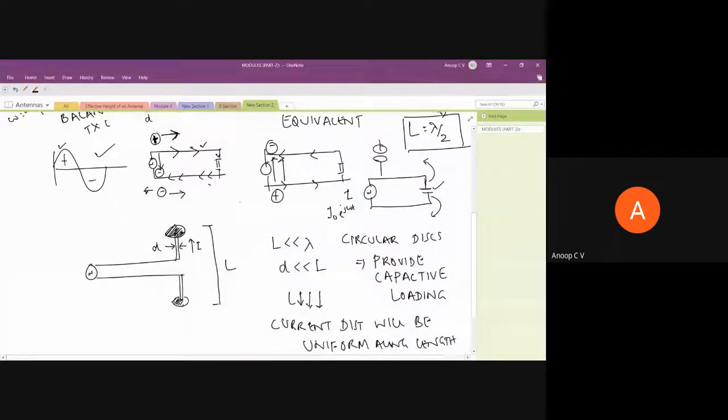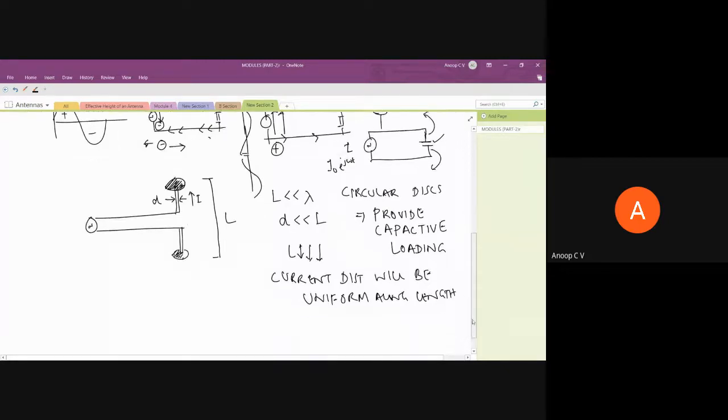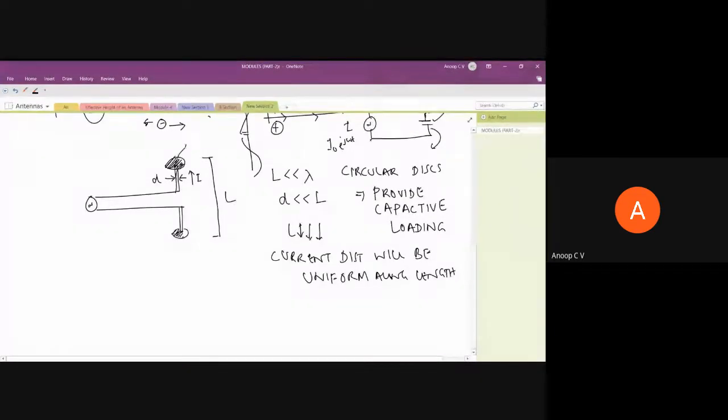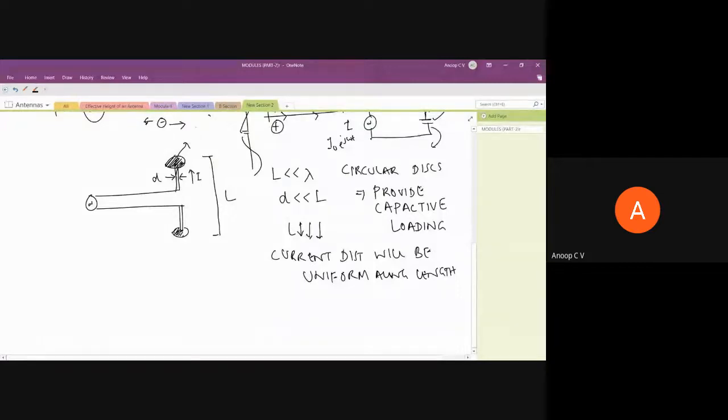But if it was a very long conductor, you could have assumed the current distribution would have been sinusoidal along the length. But here, as the length is very small, I can assume the current distribution is uniform along the length. So the current distribution is uniform, and this provides a capacitive loading, which means we can assume these end plates are not radiating.